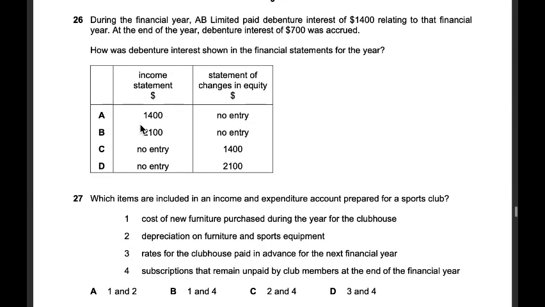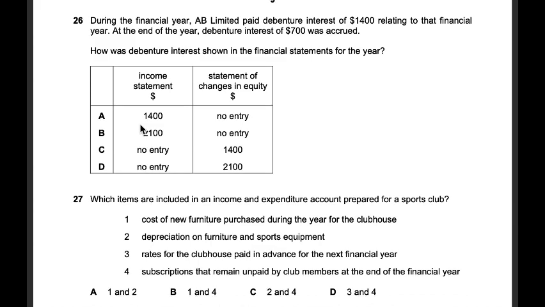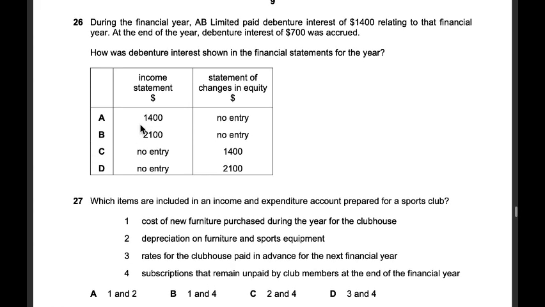26. During the financial year, AB Limited paid debenture interest of $1,400 relating to that financial year. At the end of the year, debenture interest of $700 was accrued. How is debenture interest shown in the financial statements for the year? Income statement and statement of changes in equity. Alright, so the important thing is that in the statement of changes in equity, debenture interest is not included at all. So there will be no entry in the statement of changes in equity, making options C and D redundant.